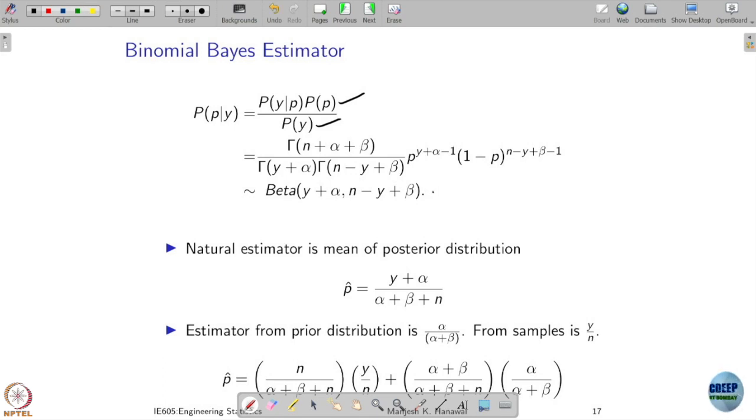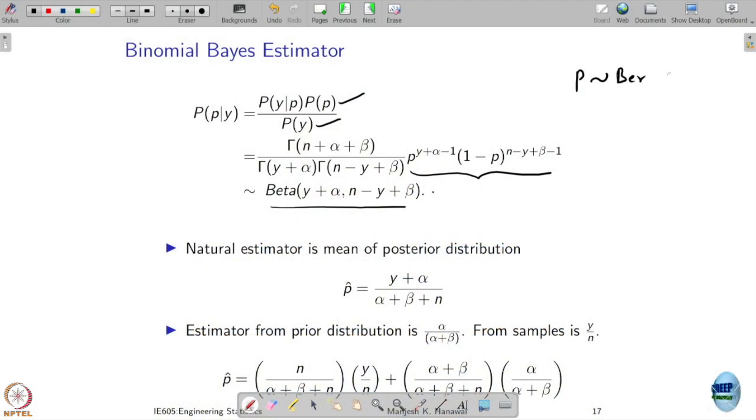Now, by definition, is this. Can you check? Somebody, can you verify beta of y plus alpha, n minus y plus beta is exactly this? Why is that? Okay, what is this? Is this right? I am forgetting all these formulas. So if you are convinced about this, fine. I don't recall this gamma beta function now.